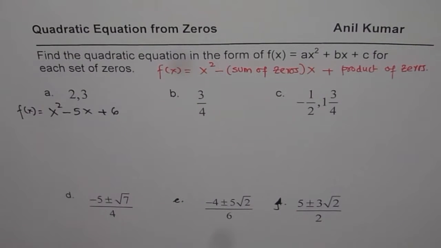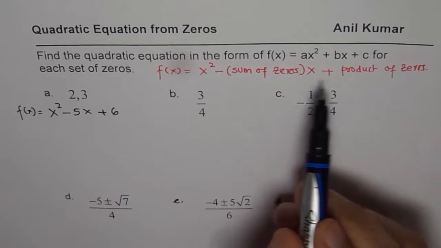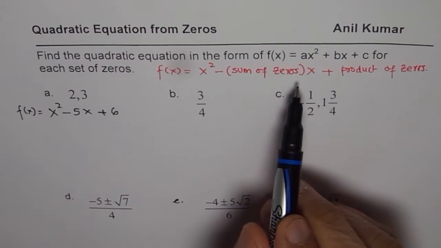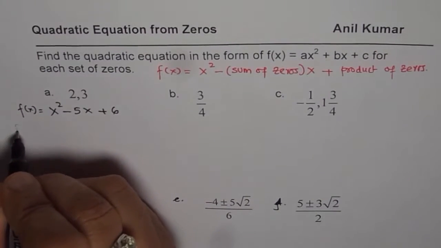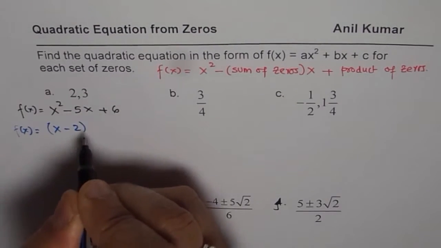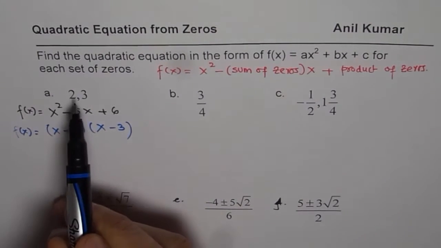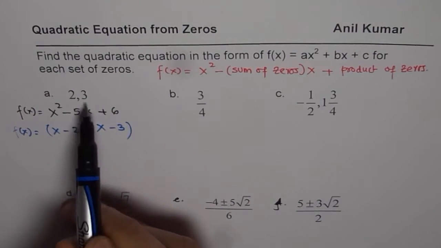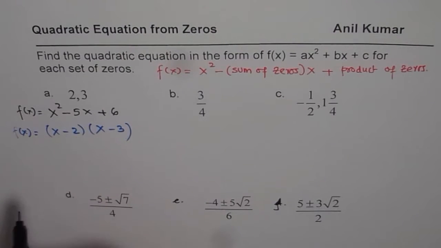Now, for some of you who do not understand this formula or who have not seen this before, let me explain. If these are my zeros, then really the function could be written as (x minus 2) times (x minus 3) in factored form. If I substitute 2 here, I'll get a 0. If I substitute 3, I get a 0. So these are two zeros for this equation.